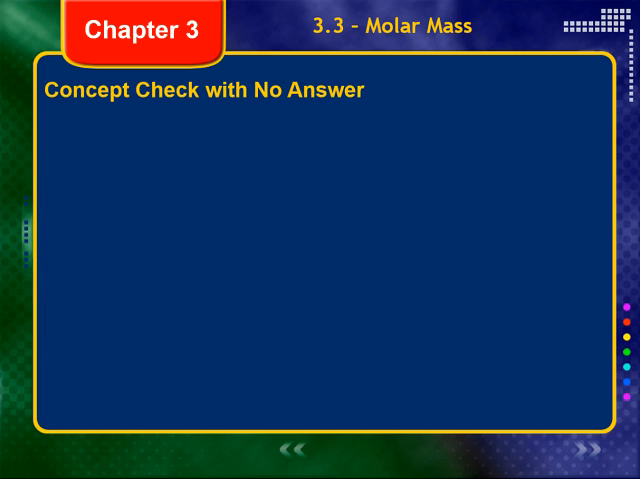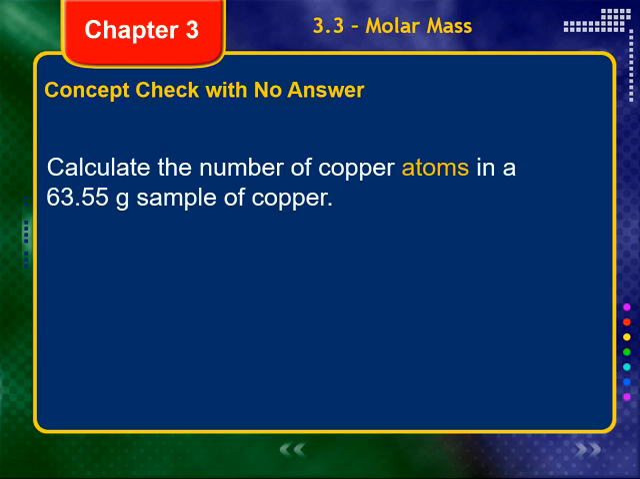All right. This is a concept check I'm not going to give you the answer to. So please try this on your own. But if you want to check your work, you're going to have to communicate with your fellow classmates or with myself through some avenue to get the answer and double check that you did this correctly. Calculate the number of copper atoms in a 63.55 gram sample of copper.